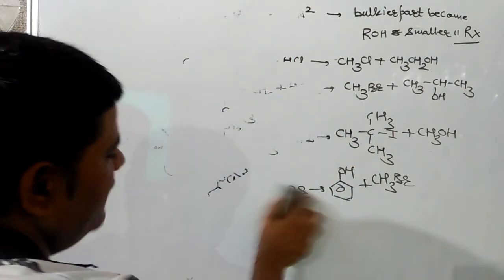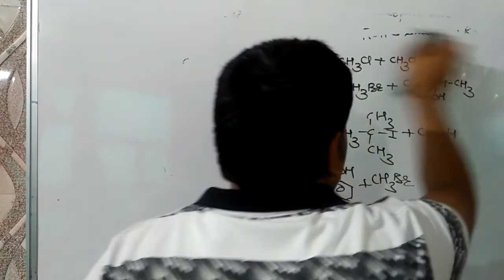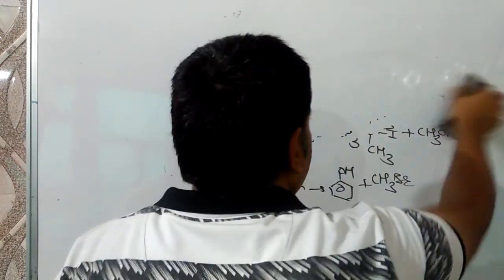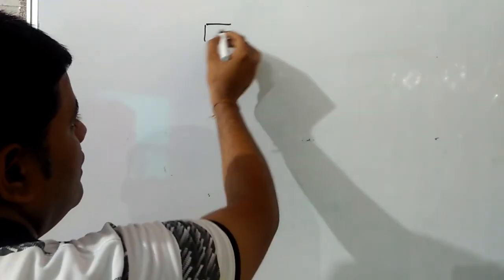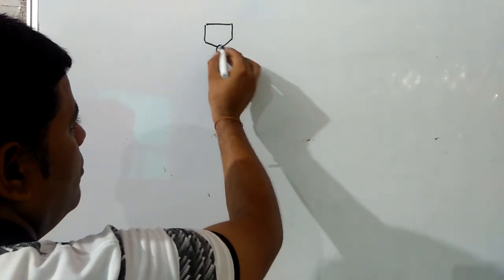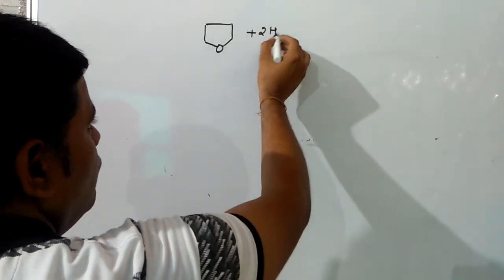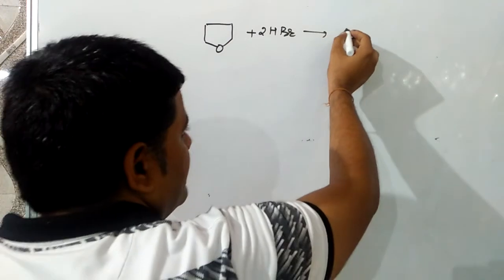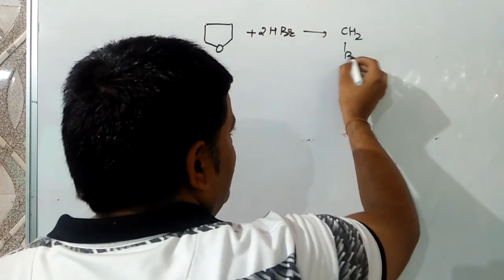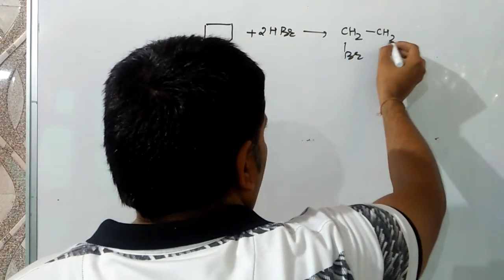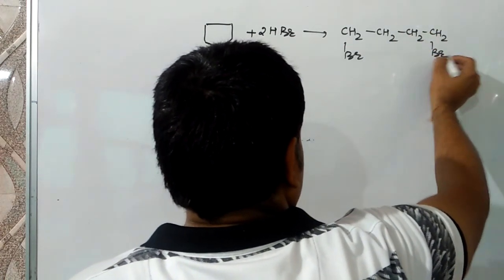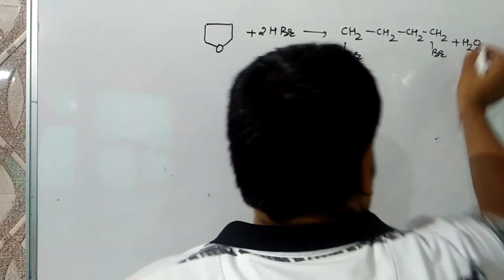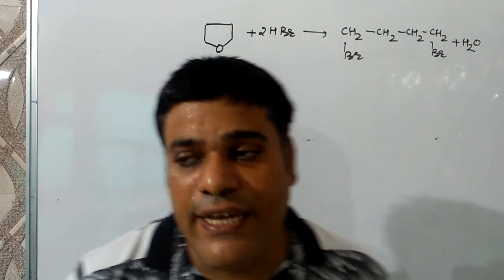Next will be tetrahydrofuran. What happens if tetrahydrofuran reacts with excess of HBr? Then the product formed will be 1,4-dibromobutane, and water is also formed. I hope you understand the reactions due to breaking of alkoxy linkage.